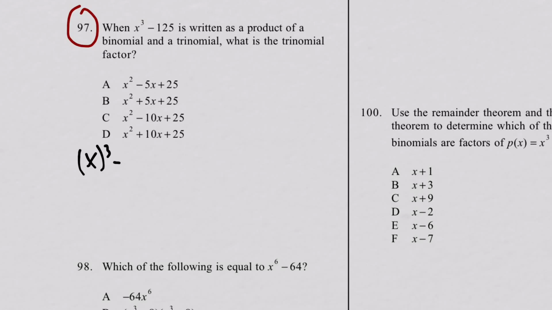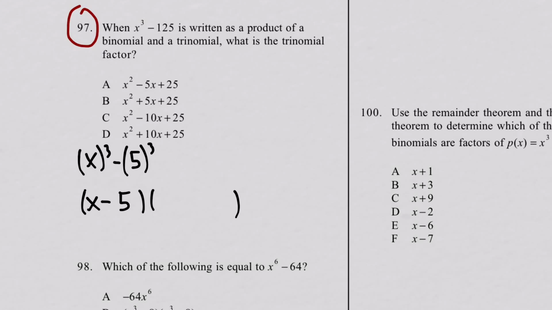X cubed minus 125. 125 is a perfect cube. It's 5 cubed. A perfect cube minus a perfect cube. So when you have that and identify it, you do this. A binomial and a trinomial. In the first binomial, you're going to put x and 5. And the sign is going to be the exact same sign as the one you started with.